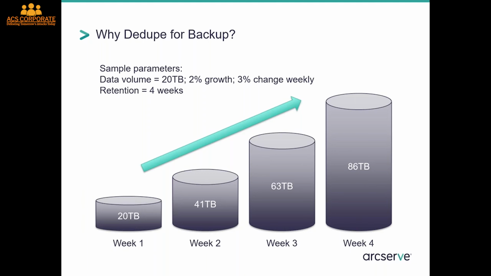So the second backup, you're backing up 41 terabytes because you've got 2 full backups plus the changes. And then in week 3, it keeps on multiplying up. You've got 60 terabytes of the base data plus all the changes, which adds up to 63 terabytes, and so on.